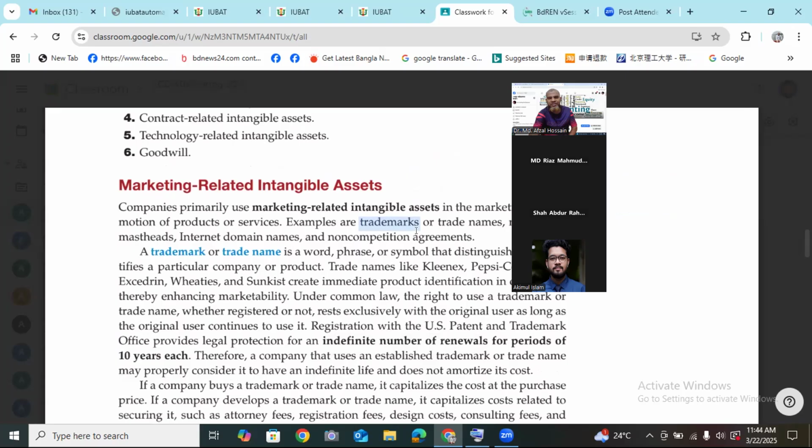Trademarks, all of you know the trademarks. What is a trademark? Like Pepsi Cola, Kleenex, Coca-Cola, all are trademarks, isn't it? Yes, sir. So these are marketing related intangible assets.